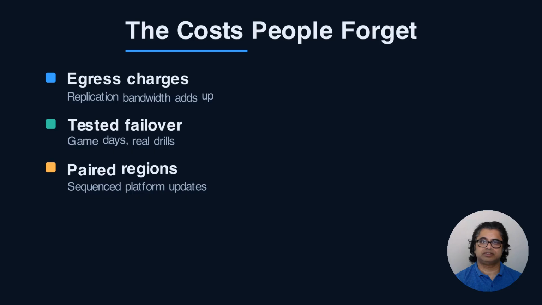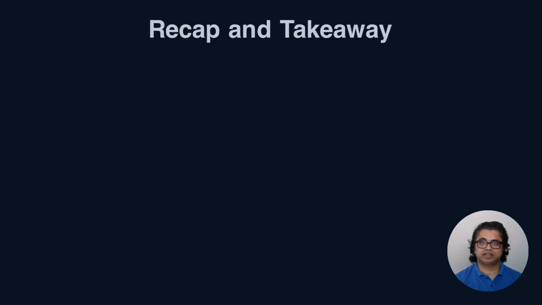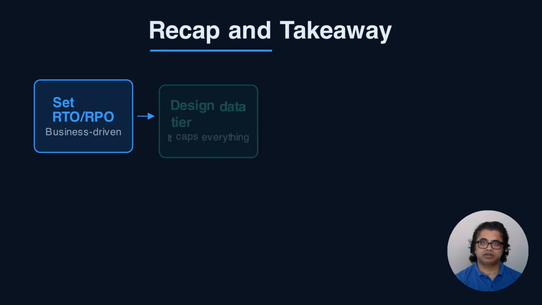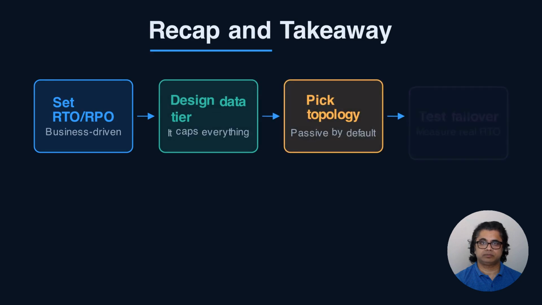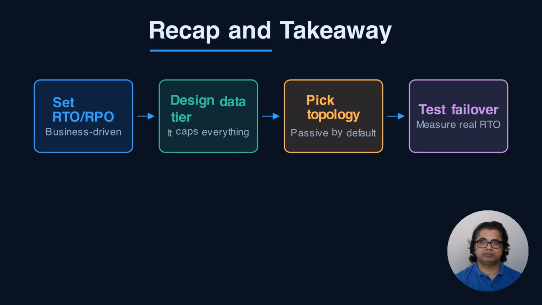And because pricing, region pairings, and service capabilities shift, always confirm the current numbers in the Azure documentation before you finalize the design. Here's the framework. Start by agreeing RTO and RPO with the business, because those numbers eliminate most options. Design the data tier first since it caps the resilience the whole system can achieve.